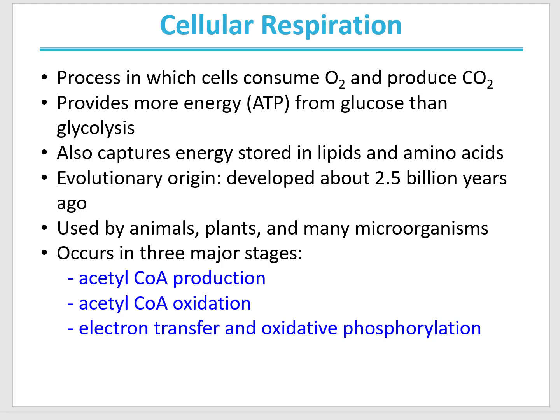Now, another important thing about the TCA cycle is that it can also capture the energy stored in lipids and amino acids. It is assumed that this particular pathway developed about 2.5 billion years ago. This pathway is utilized by animals, plants, as well as several microorganisms, and it occurs in three major stages. So we are going to look at these individual stages in the next slide.